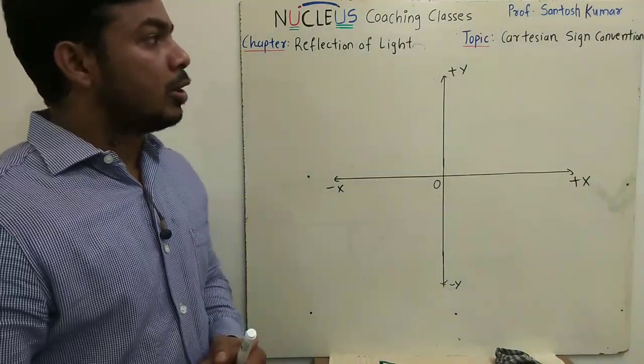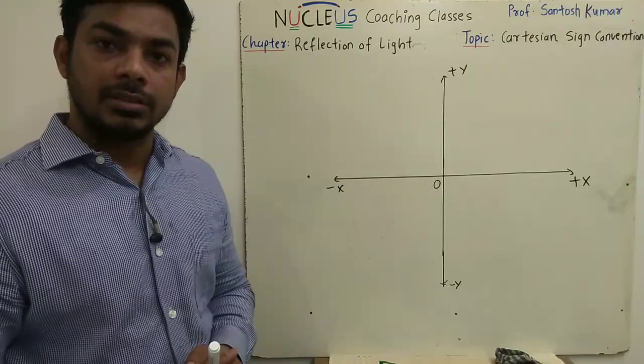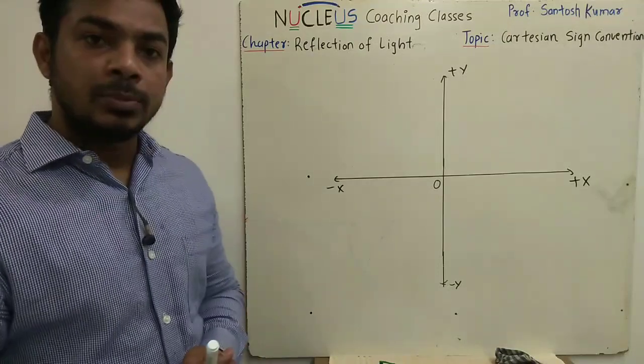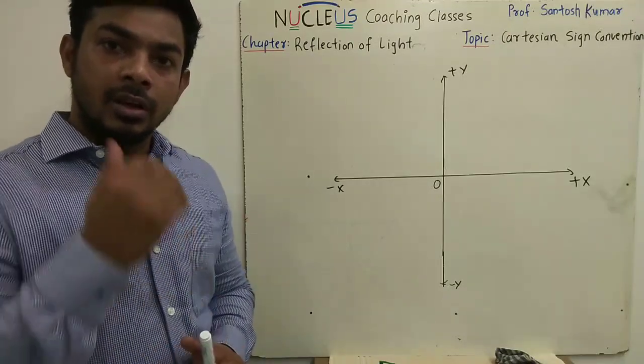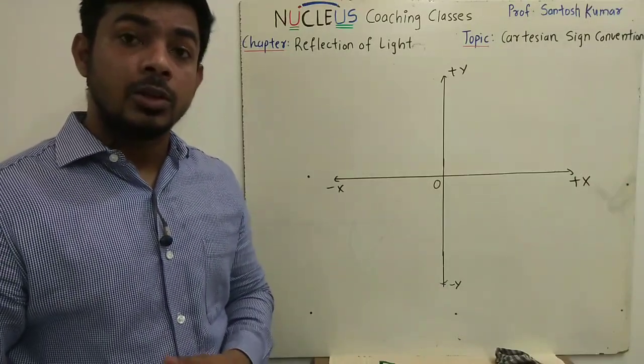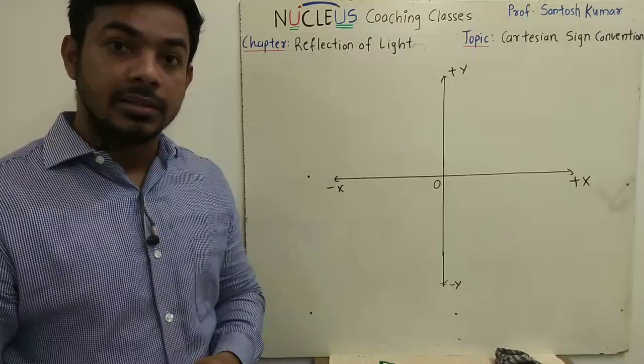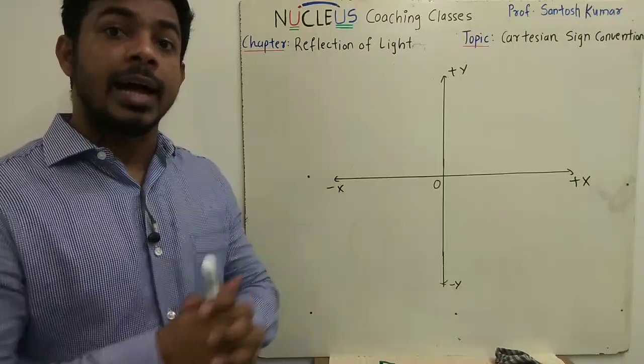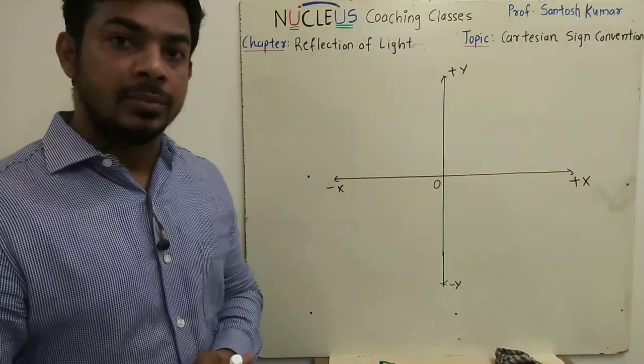Let us now study the concept of Cartesian sign convention. Understanding the concept of Cartesian sign convention will help us to calculate the various distances like focal length, object distance, image distance, height of object and height of image in case of spherical mirrors.